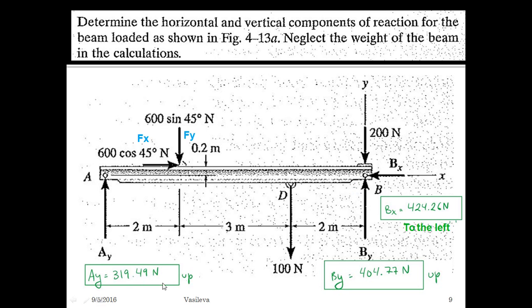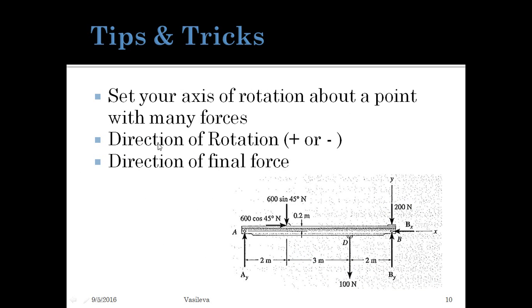So in the end, I found my Ay, my By, and my Bx, and it's important to always note your units and the direction in which the force will actually point. So always, always, always, units and direction. Some tips and tricks to remember: whenever you're going to calculate the moment or the sum of the moments, put your axis somewhere on a point with many forces, like we did here at point B. Because it's exposed to 3 forces, it'll make our calculation simpler because we can ignore these 3 forces.